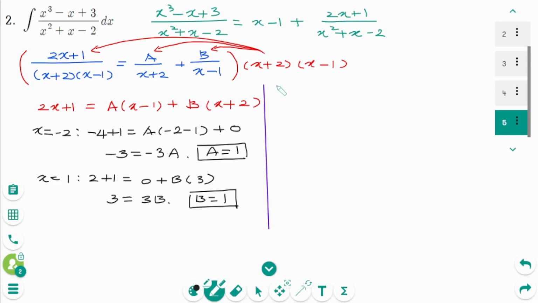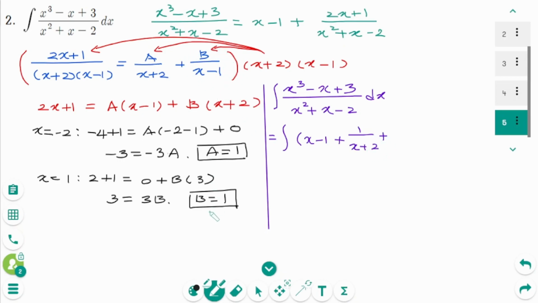Finally, we can conclude that the integral of (x cubed minus x plus 3) over (x squared plus x minus 2) dx equals the integral of x minus 1, plus a over (x plus 2), a is 1, then 1 over (x plus 2), plus b over (x minus 1), b is 1, 1 over (x minus 1) dx, equals x squared over 2 minus x plus ln absolute value of (x plus 2) plus ln absolute value of (x minus 1) plus c.